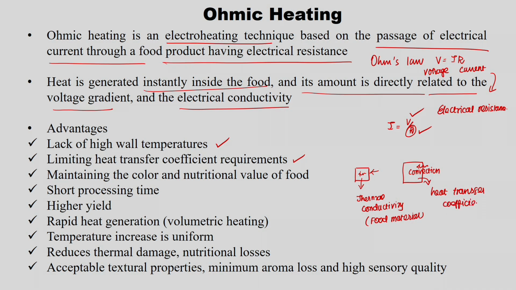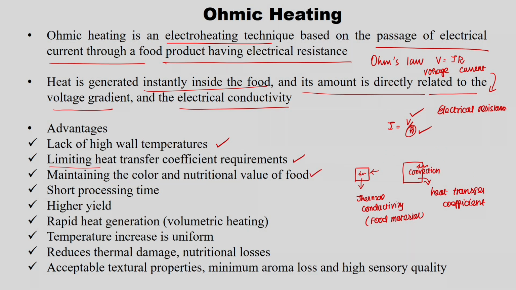So, one thing we should remember here is this heat transfer coefficient. It is not only the property of the food particle, the orientation of the container and the velocity of the food material which is passing through the processing system. Everything is taken into account, it is a function of many factors, right. So, in the case of ohmic heating, I do not have the limiting constraint of the heat transfer coefficient. And maintaining the color and nutritional value of the food, as I told already.